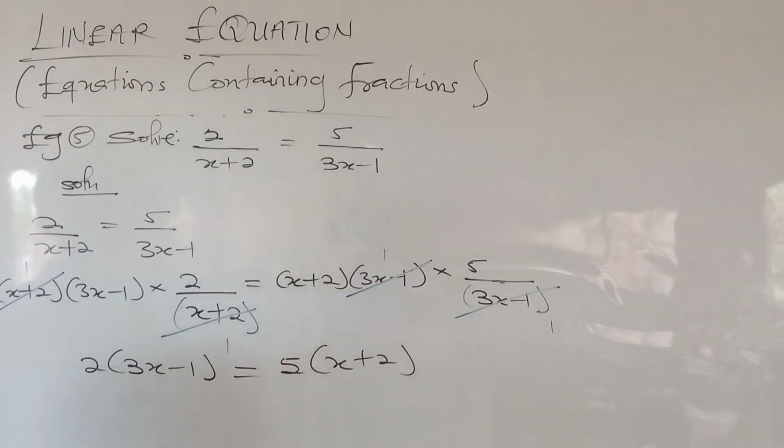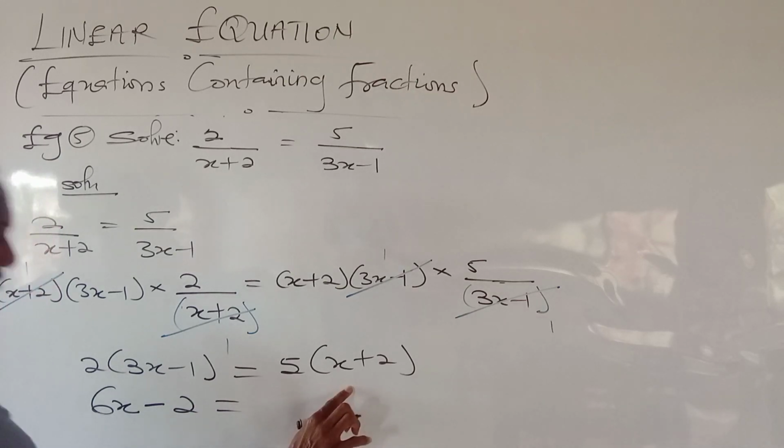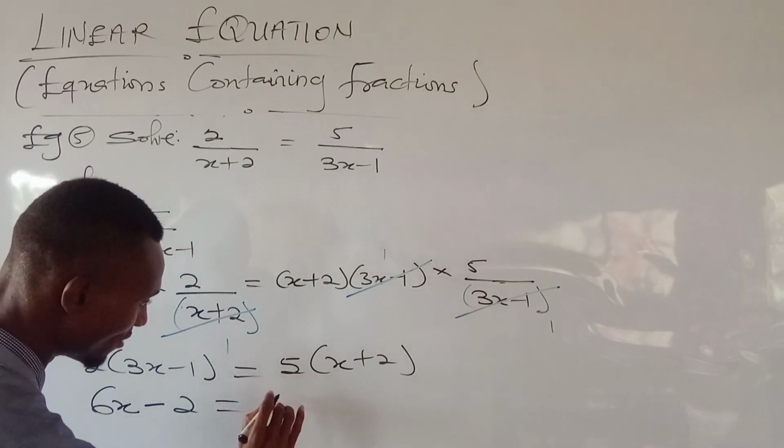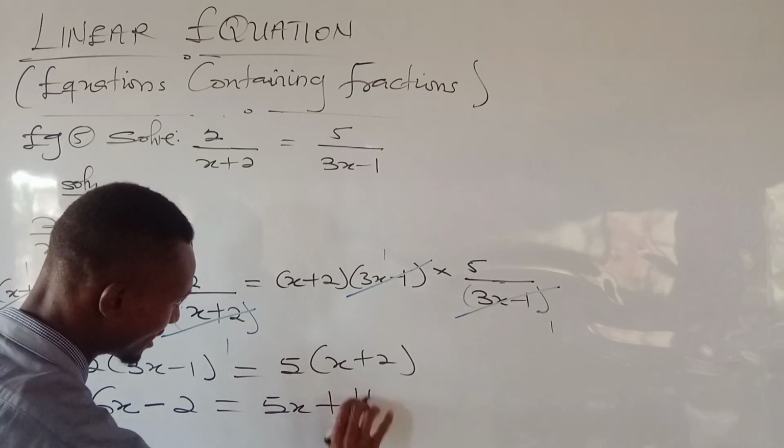Now from here we just apply the removal of brackets that we've been learning. So let's open the bracket. 2 times the 3s will give me 6s. 2 times the minus 1 will give me minus 2. Equals 5 times the s here will give me 5s, and 5 times the positive 2 will give me positive 10.